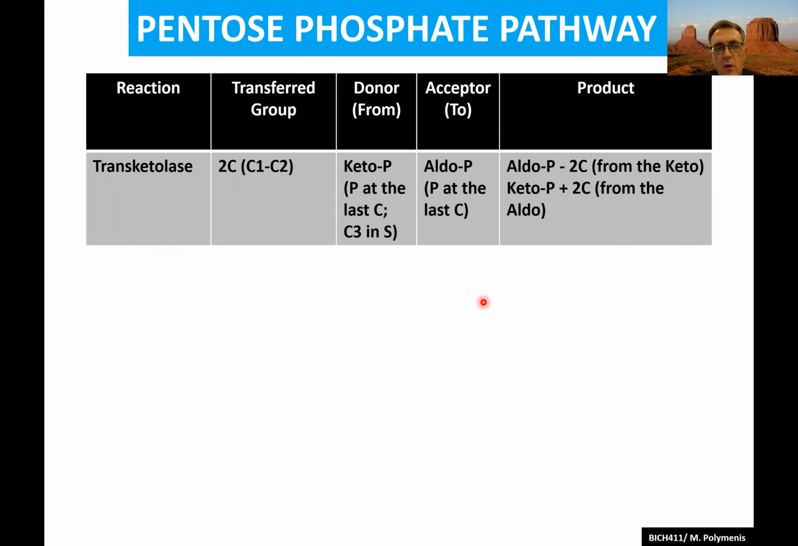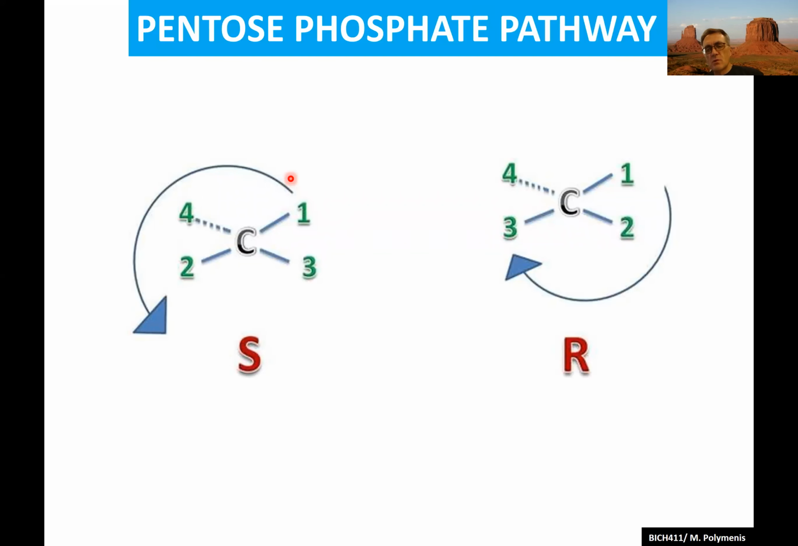So let's review again. We have seen transketolase. Transketolase always moves 2 carbon units, and the donor is always a keto sugar, and the acceptor is an aldo sugar. What you get is whatever was keto became aldo, minus, of course, the 2 carbons, and whatever was aldo became keto, plus, of course, the 2 carbons. It does have a requirement of the donor that you're going to see again. The C3 carbon has to be in the S configuration. And of course, transketolases are TPP dependent enzymes, as we'll see again.